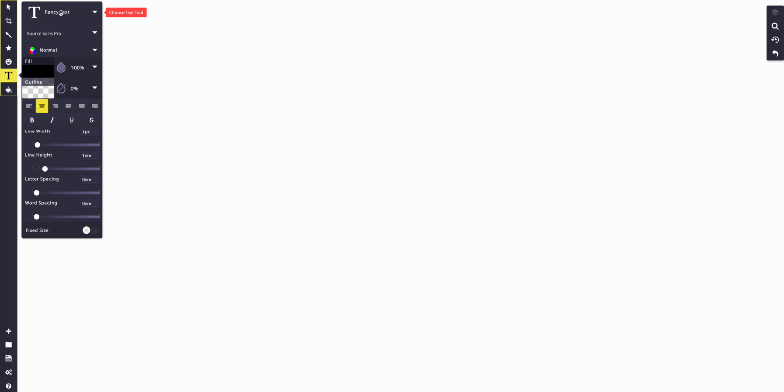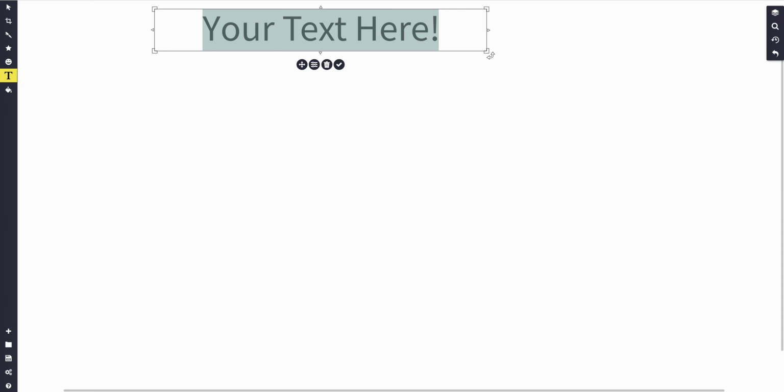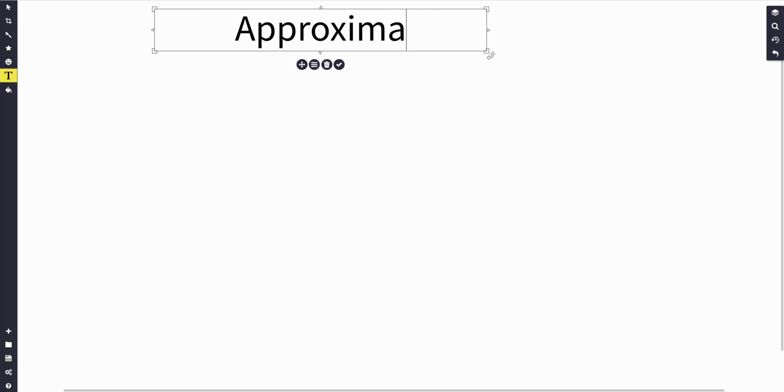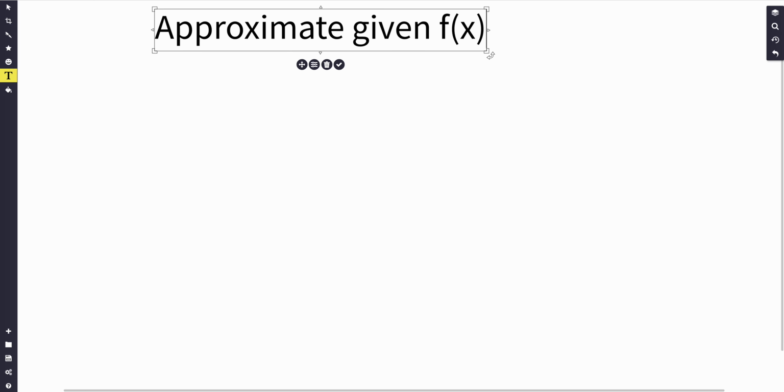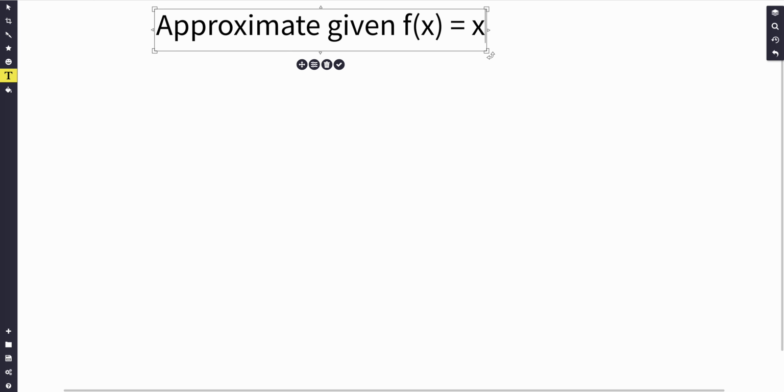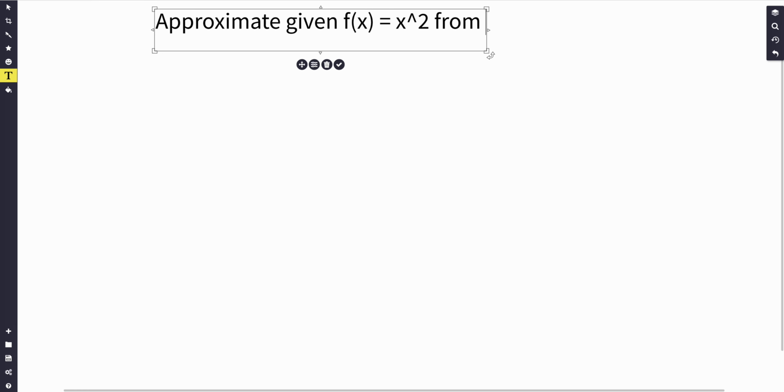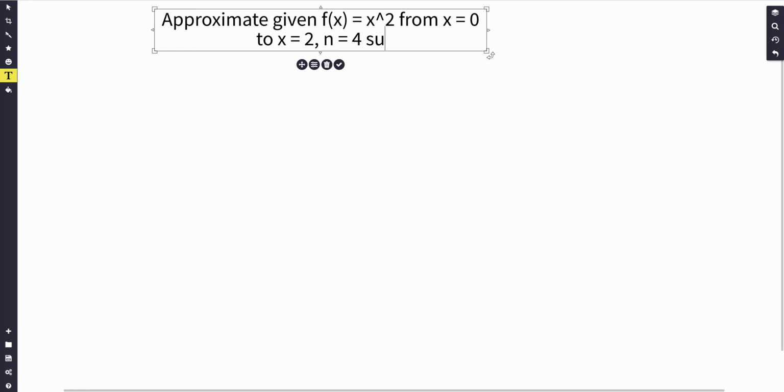Okay, so our prompt is going to be: approximate, given f of x equals x squared, from x equals 0 to x equals 2 and n equals 4 subintervals.